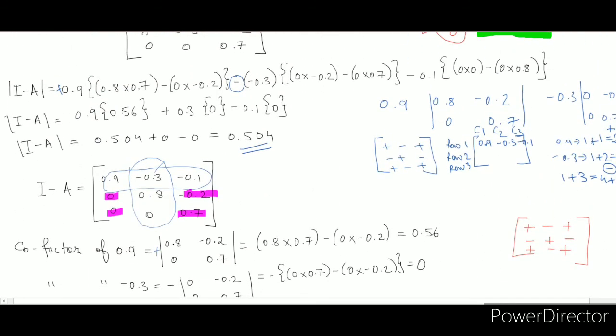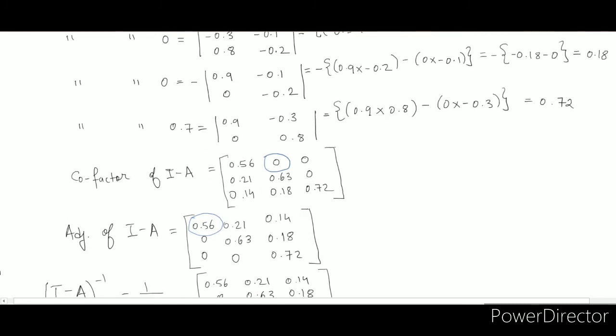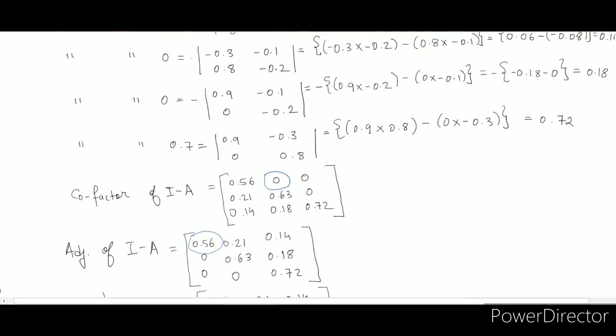And what are the minors of 0.7? So if 0.7 belongs to the third row and the third column, if you remove the third row and third column, you are left with these values: 0.9, minus 0.3, minus 0.8, and 0. So you cross multiply, you find the subdeterminants, which will be the cofactor, and you get 0.72. And since 0.7 is the element of the third row and third column, 0.72 will be placed accordingly.